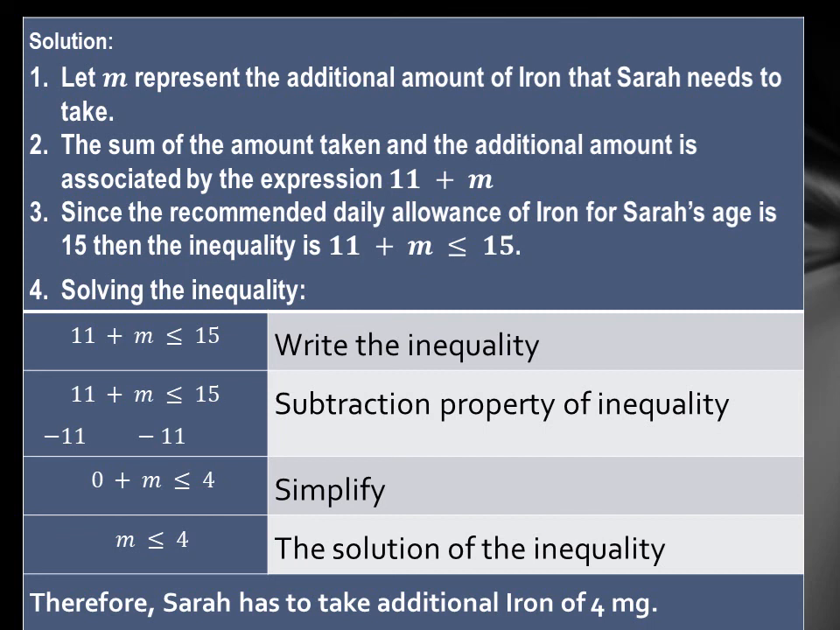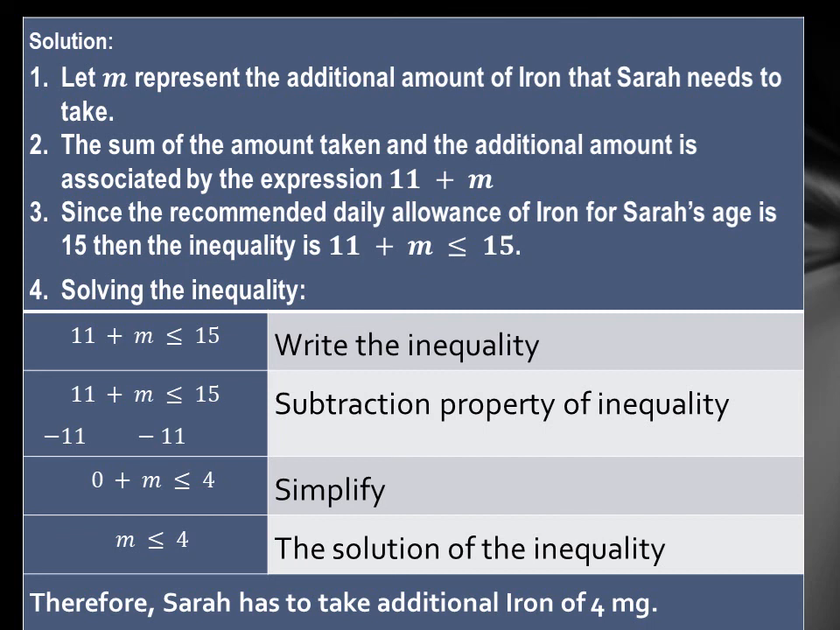Then after that, we are going to solve the inequality. First, we write the inequality: 11 plus m is less than or equal to 15. After that, we are going to subtract 11 from both sides. So the inequality becomes 11 plus m minus 11 is less than or equal to 15 minus 11.